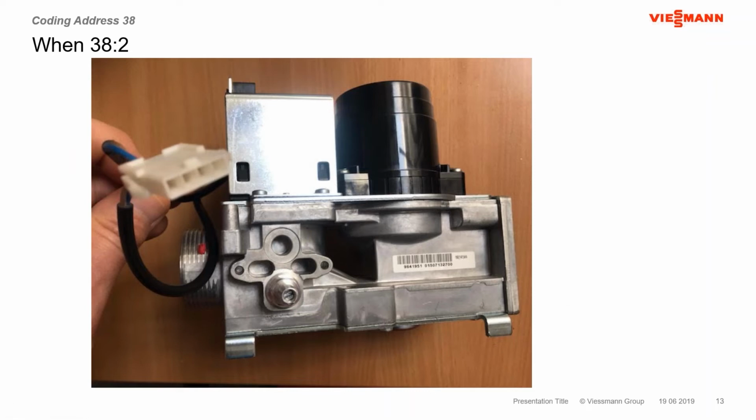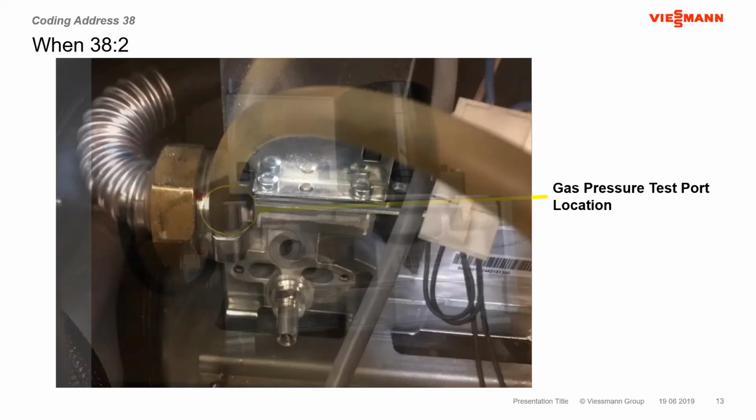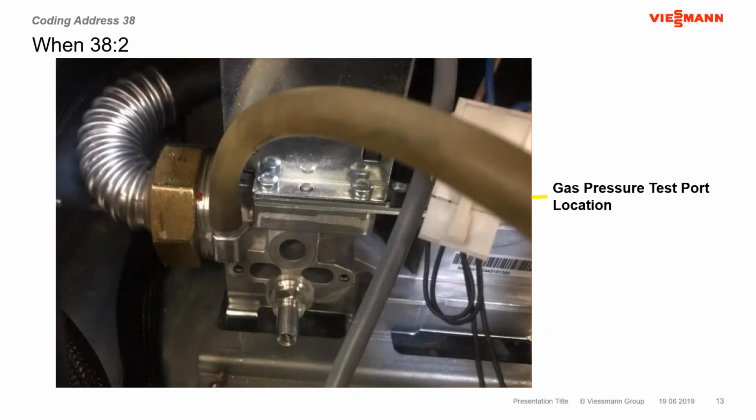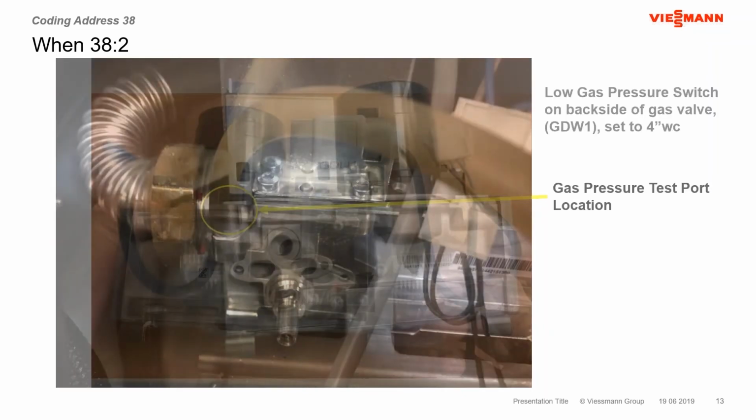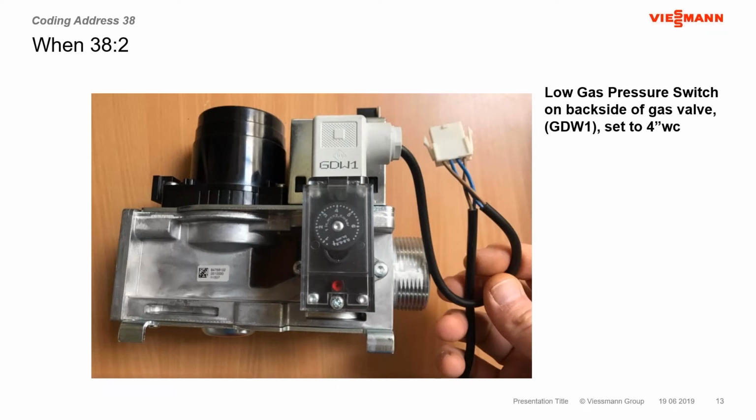So gas valve, we've got a connection here that I'm showing you in order to test your gas pressure. So if address 38 is a value of 2, it's telling you there's low gas pressure there. There's the test port. You can put your pressure gauge on there and check your pressure. The back side of the gas valve is where that pressure switch is actually sitting. So this is the GDW1, the low gas pressure switch that basically blocks the burner from firing if we're down below the setting. And the setting of this is 4 inches.